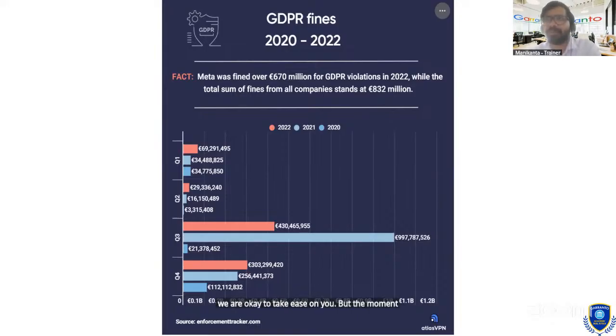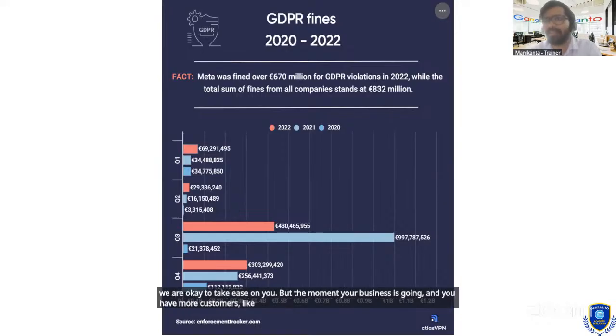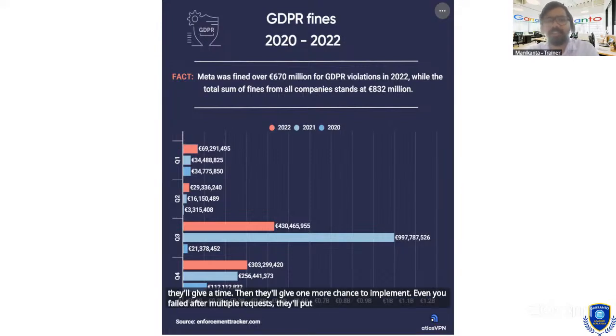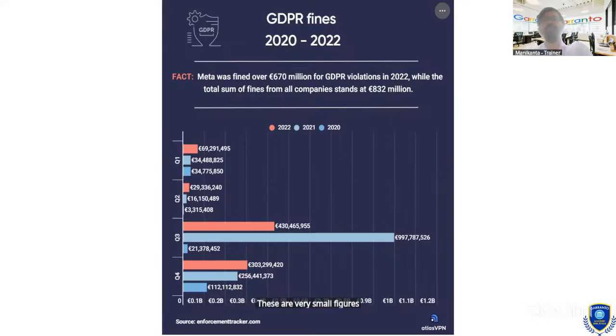But the moment your business is growing and you have more customers, like 10,001 customers, or 10 or 20,000 customers, and you are collecting information from the customers, then the regulatory body will come and send a notice. They'll check it, they'll verify it. Based on that, they'll take a call. If you fail to do that, they'll give you time. Then they'll give one more chance to implement. If you still fail after multiple requests, they'll put the fines. These are very small figures. Globally, around 2025 so far, companies have paid more than $7 billion in fines. It's a huge amount.